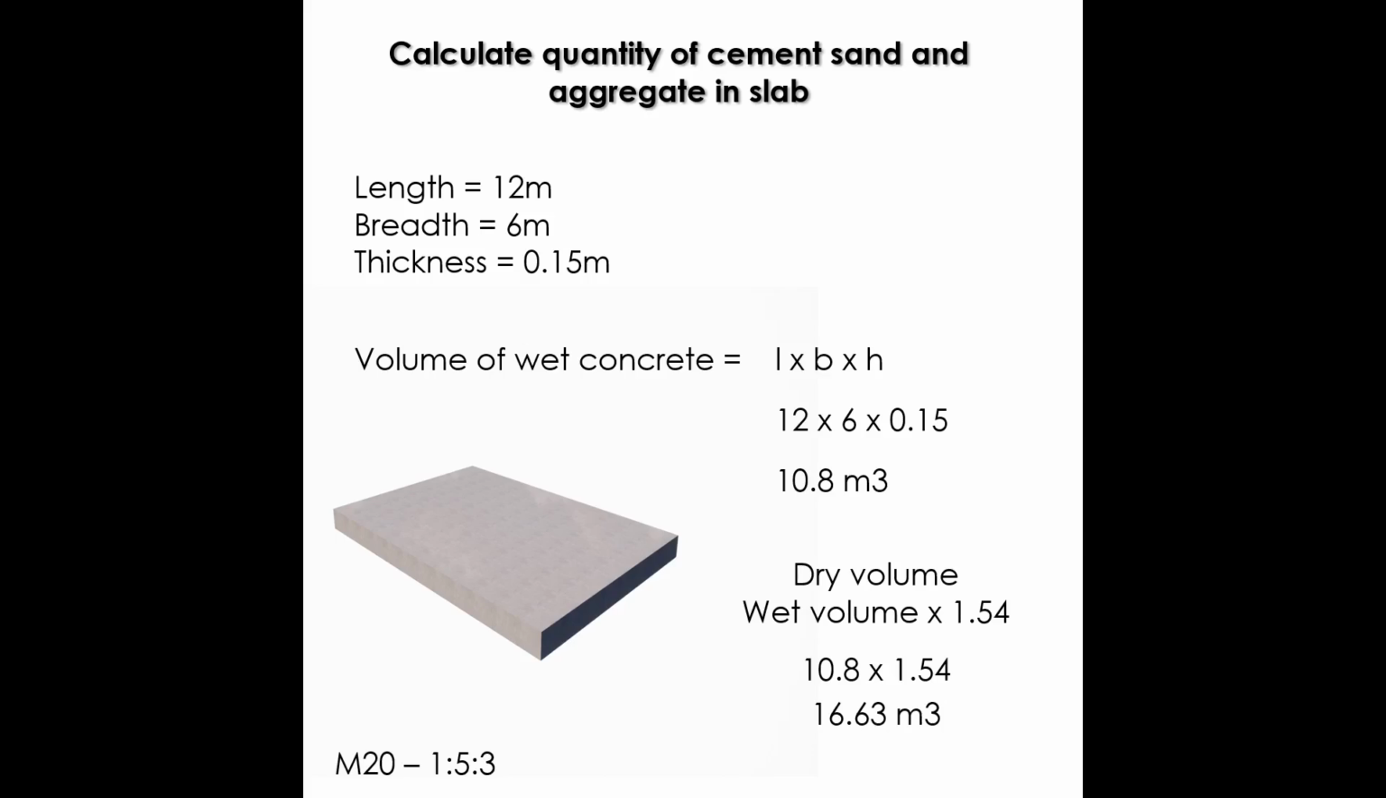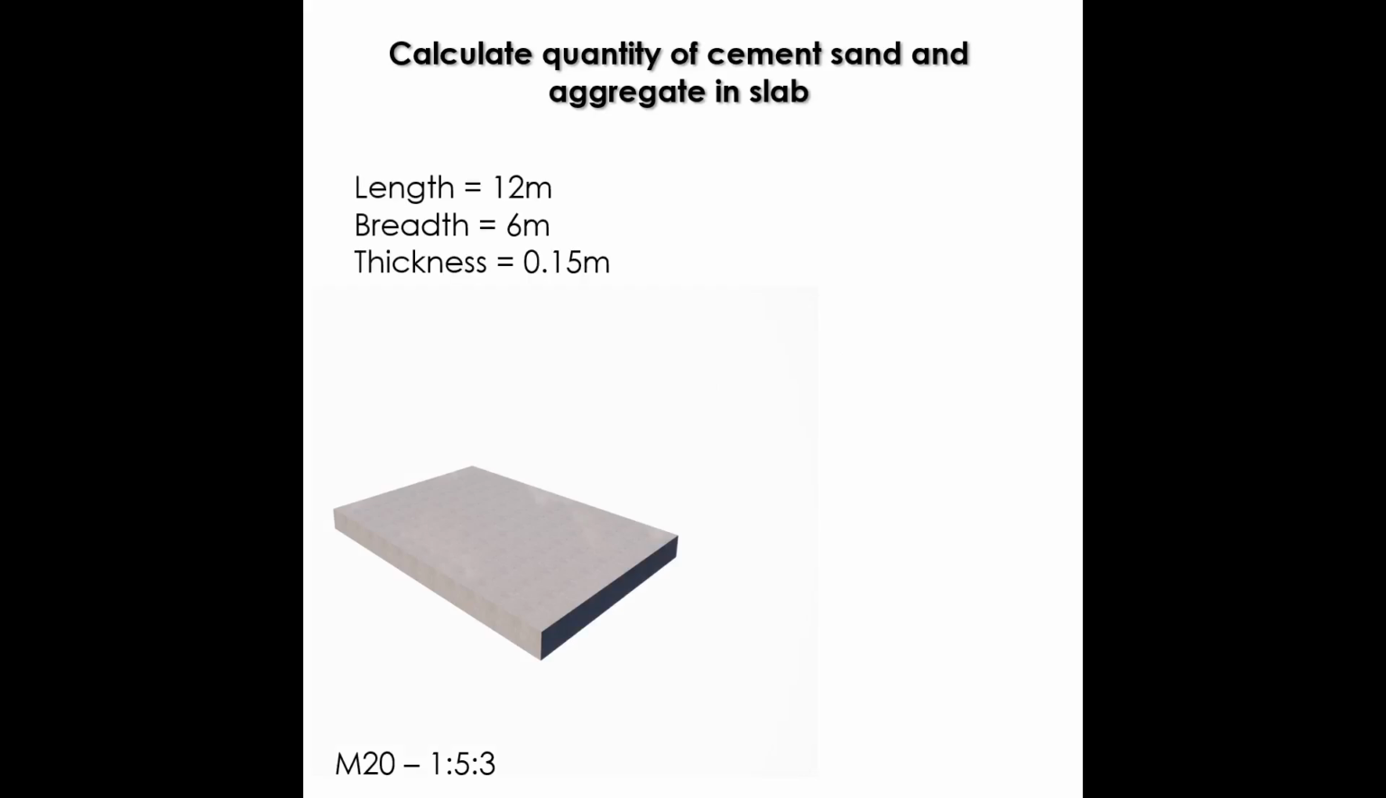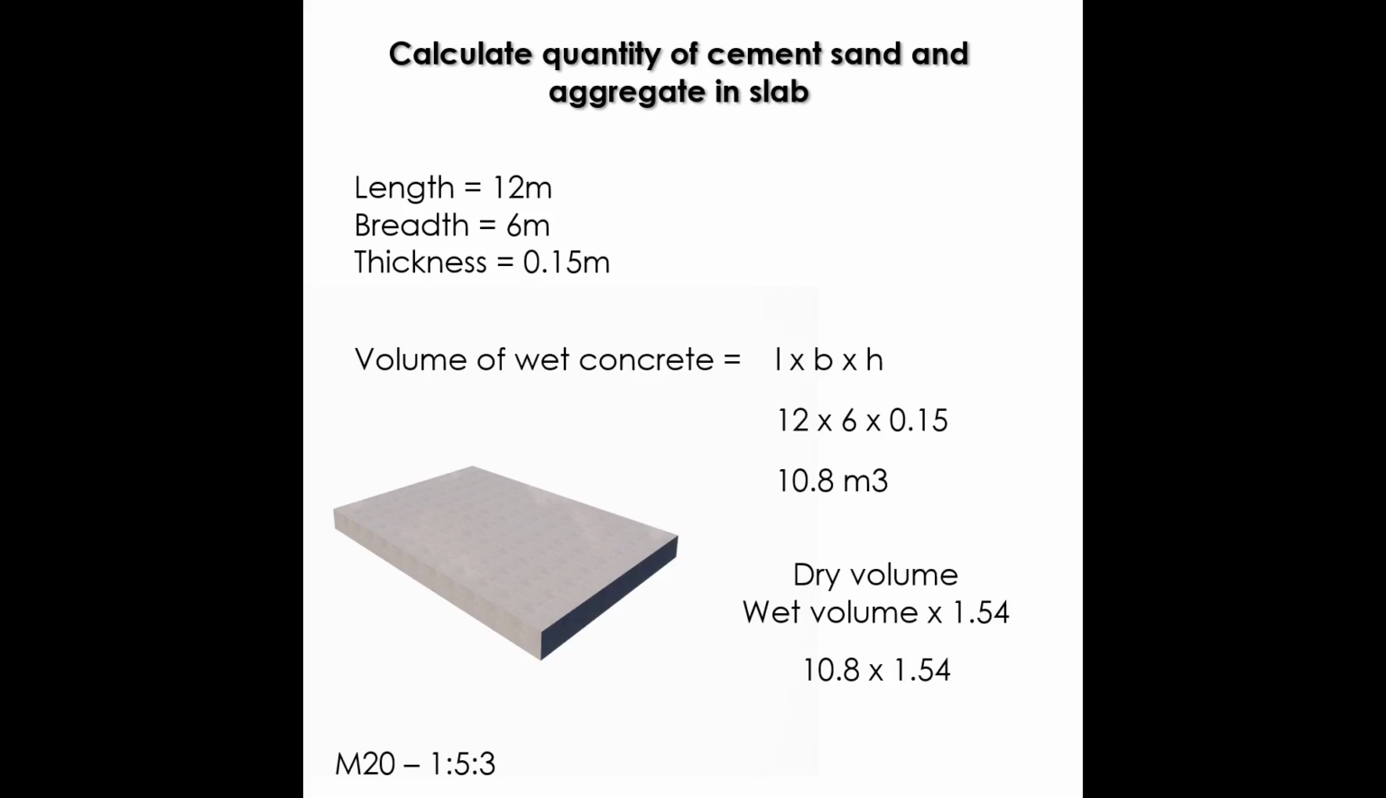Step 2. Volume with a wastage factor. Now, multiply those dimensions together to find the total volume of concrete needed. In our example, that's 12 x 6 x 0.15, which equals 10.8 cubic meters. However, during mixing and transportation, some concrete gets lost. To account for this, we add a wastage factor. A common factor is 1.54. So multiply your initial volume by 1.54. This gives us 10.8 x 1.54, so 16.63 cubic meters of concrete required.